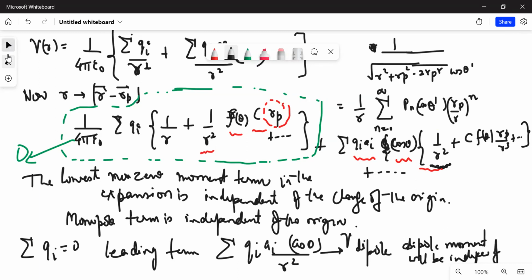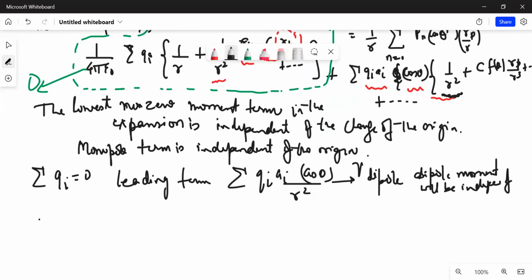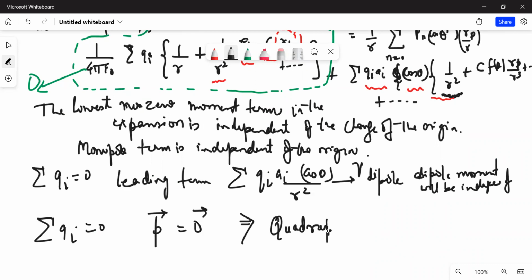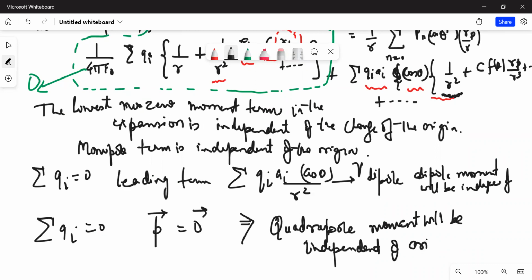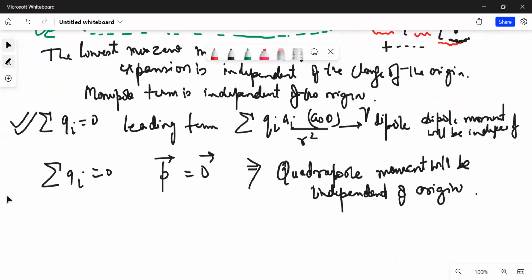And similarly, if quadrupole moment has to be independent of origin, then summation q_i must be 0. And if p vector is also 0, that is dipole moment vector is also 0, then it implies what? It implies your quadrupole moment or your potential due to quadrupole would be independent of origin. Is that clear or not clear? Yes. समझ में आई मेरी बात? चलो, let us do the case for this in an easier fashion. Okay.